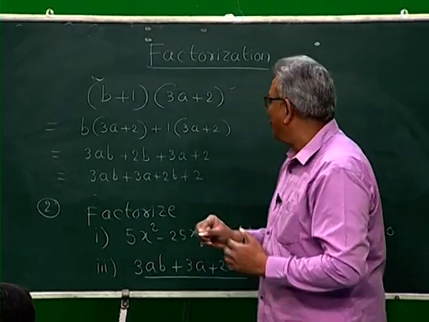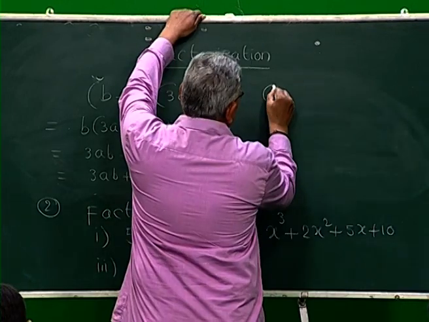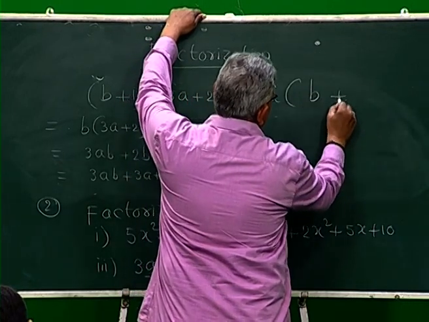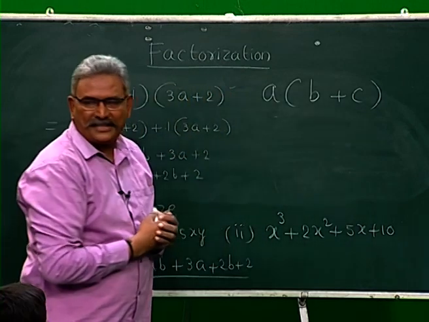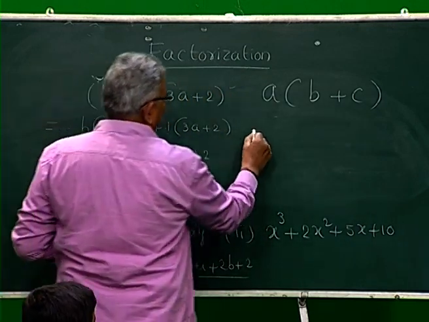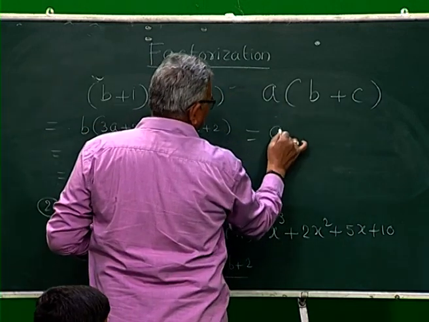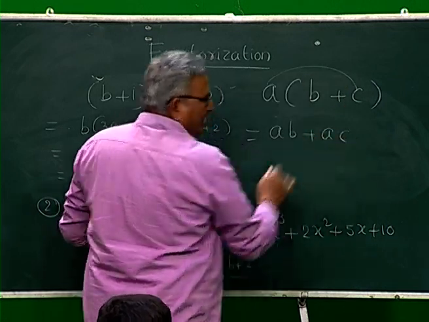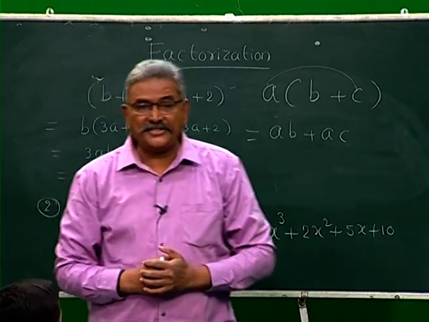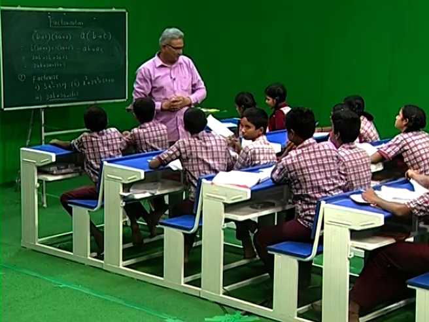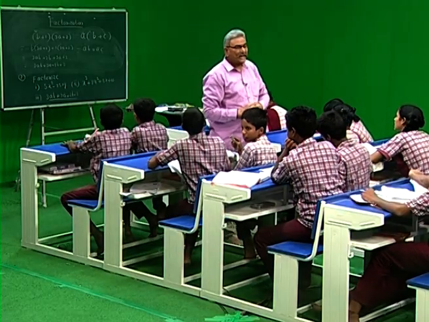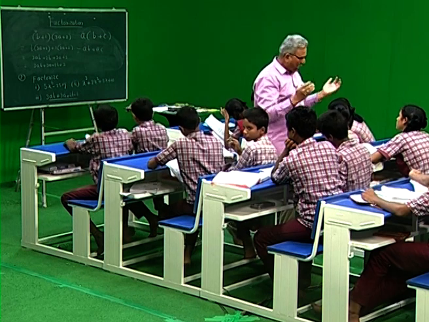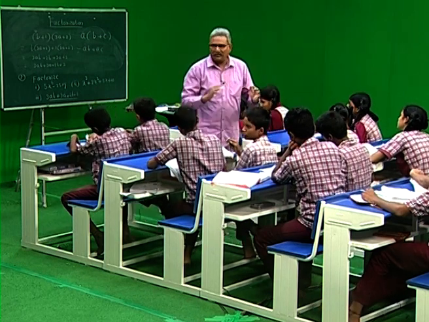Distributive law. Wonderful. What is the distributive law? A times (b plus c) equals, a into b, ab, plus a into c, ac. So this property is called what? Distributive law, distributive over addition. This is called distributive over addition. Is it clear now? Yes, sir.